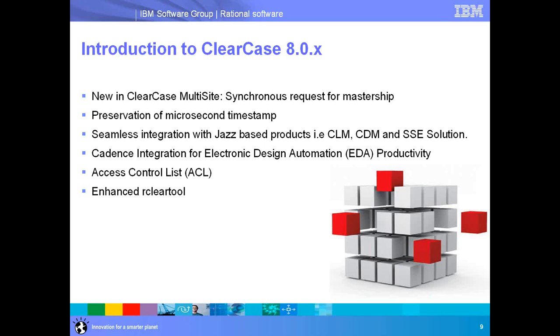And the other thing is preservation of microsecond timestamp. In 8.0, the timestamp consistency has been improved to microsecond level. This makes sure that you are able to track the timestamp up to the microsecond level. By this, the builds that you run and the audits that you make would be very accurate and very sophisticated, because you are also tracking the decimal part of the timestamp in whatever file changes you are making.